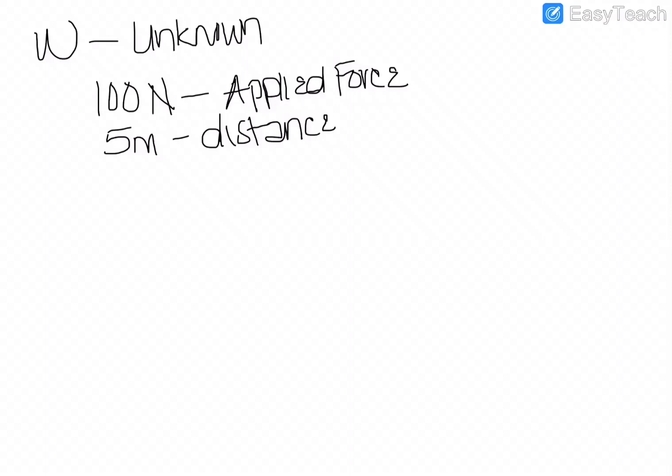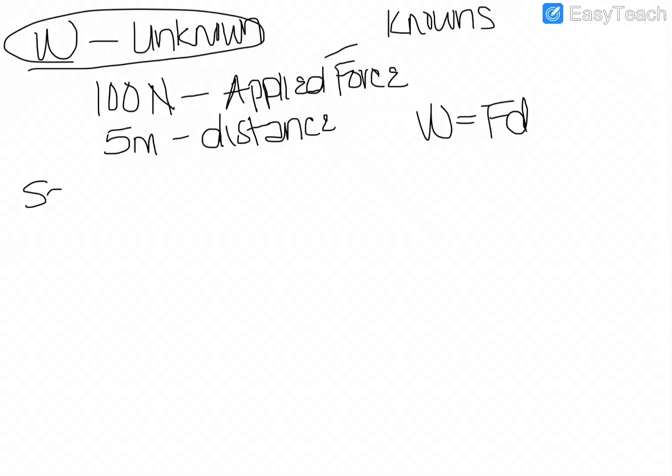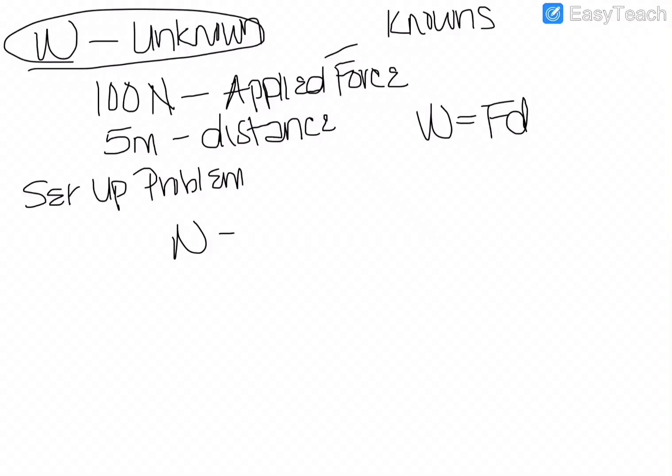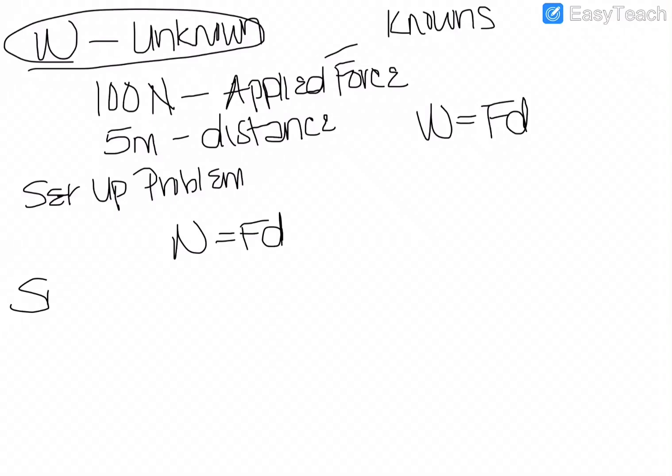So writing the setup again, W equals F times D. I know the unknown is W. That is my unknown. These are my knowns: applied force and the distance. I do know that. So I'm going to set up the problem as W equals F times D. And now I'm going to solve the problem.